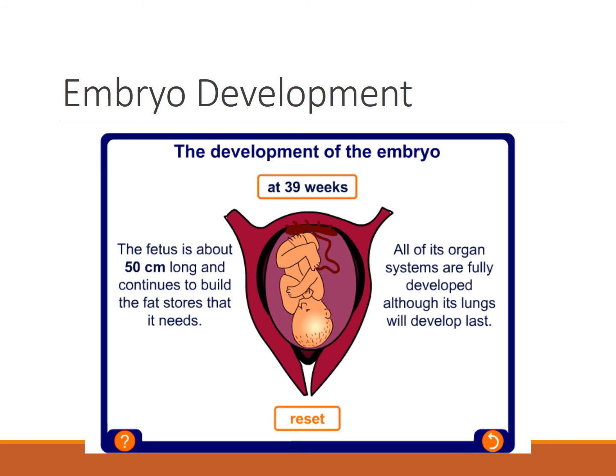Even further, and we've got 7 months. Now the fetus is about 30 centimeters long. So its eyes can open and close. It sleeps and wakes at regular intervals, and its brain is very active at this time.